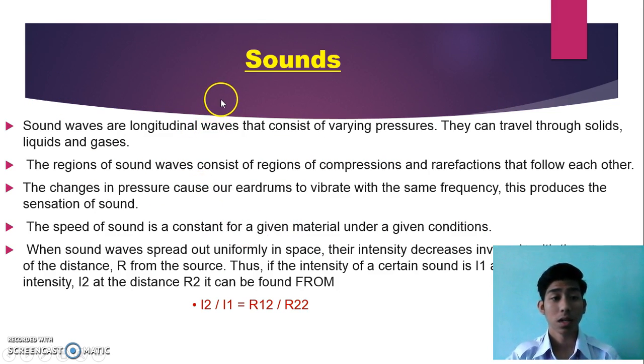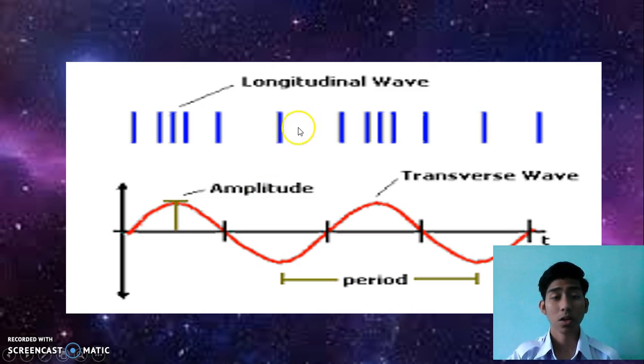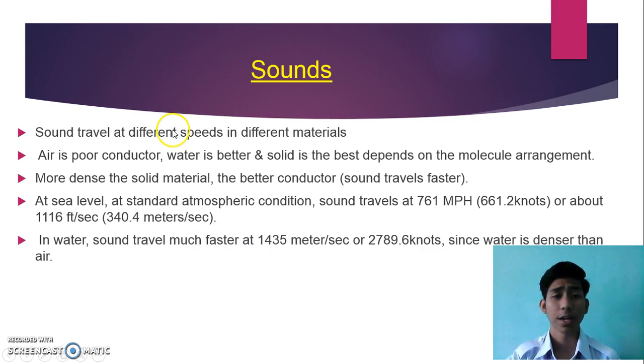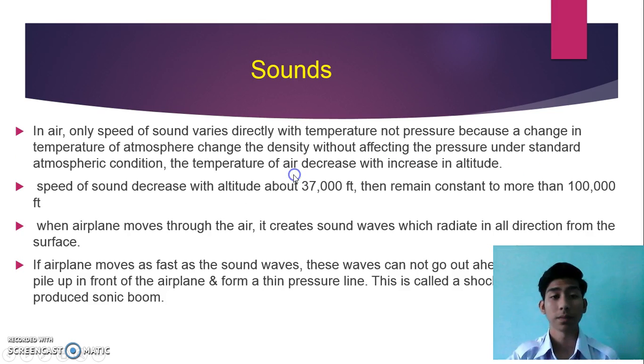Okay, sound. Sound waves are longitudinal waves that consist of varying pressure. They can travel through solid, liquid, and gas. The speed of sound is constant for a given material under given conditions. This is a type of longitudinal wave, and this is a transverse wave, amplitude, and this is period. Sound travels at different speeds in different materials. Air is a poor conductor, water is better, and solid is the best, depending on the arrangement.